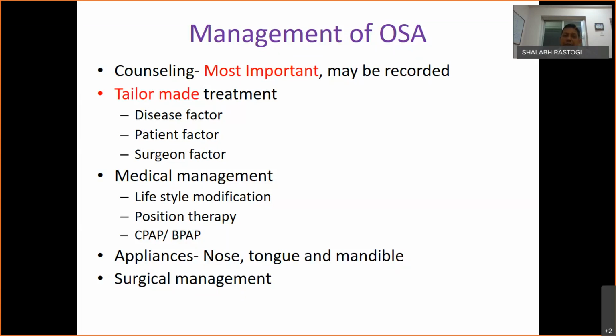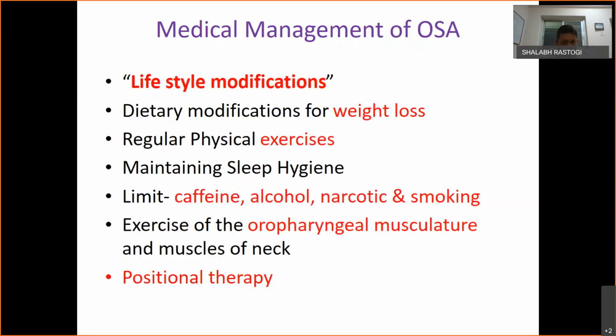So a tailor-made treatment for the patient should be made according to the disease factor, patient factor, and the surgeon's factor. The various options for management are medical management, that may be in the form of positional therapy, lifestyle modification, weight reduction, CPAP, or it might be in the form of appliances, or it might be in the form of surgical management. So what is the medical management?